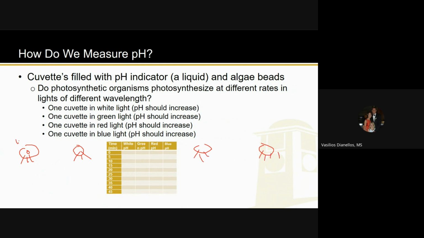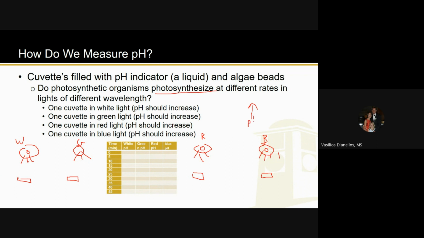This one's white. This one's green. Not that this order matters. This one's red. This one's blue. If I can get more colors between now and then, we'll get more colors. But for now, this is the plan. Again, a cuvette under the white light, a cuvette under the green light, a cuvette under the red light, a cuvette under the blue light. And for every single one of them, since this is a photosynthesis experiment, we expect the pH to go up.